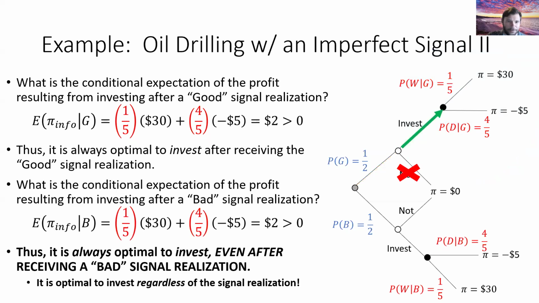Okay. However, the expected profit following a bad signal is also $2 million, meaning even if the geologist tells us it's a bad drill site, do we listen to them in this case? Answer is no. And that's because their signal quality has gotten poor enough.